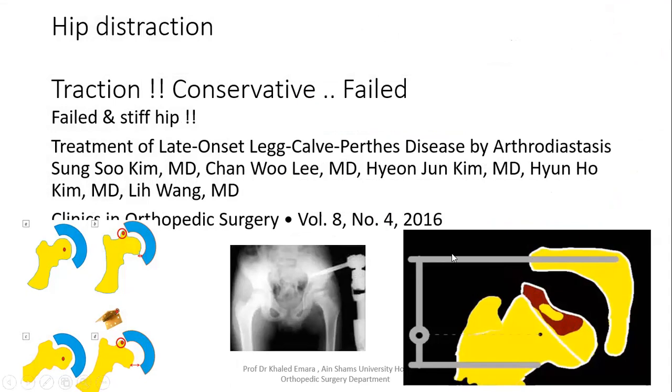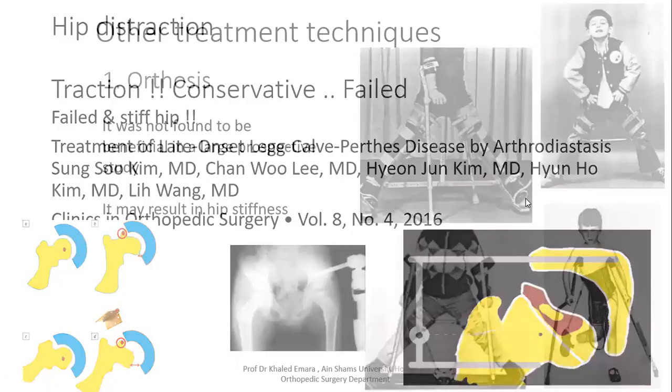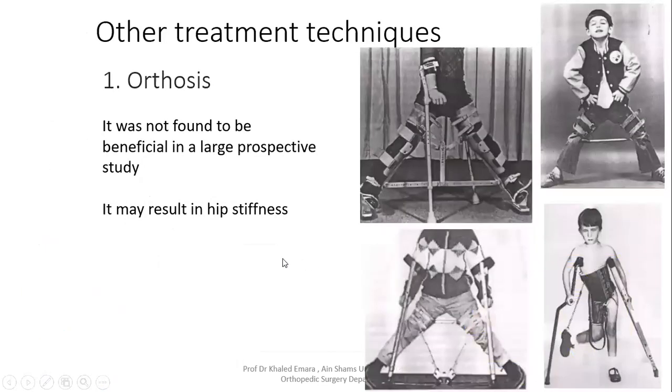Another technique that was described is hip distraction, where they say we will distract the hip and get this head inside the acetabulum and it will remodel. And unfortunately, it failed. Most of these patients ended up with a stiff hip because, as I was saying, containing this hinge, this osteophyte inside the acetabulum doesn't work. It doesn't work technically, it doesn't work logically.